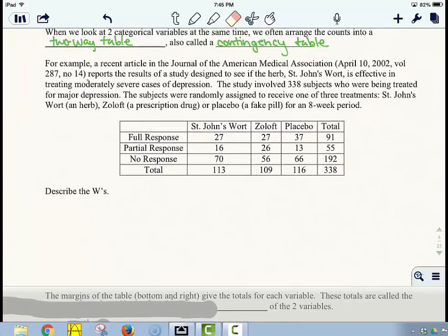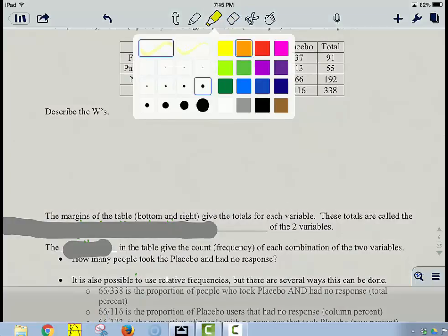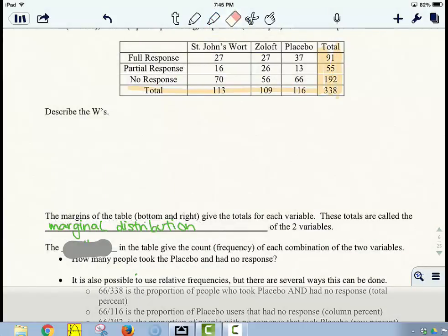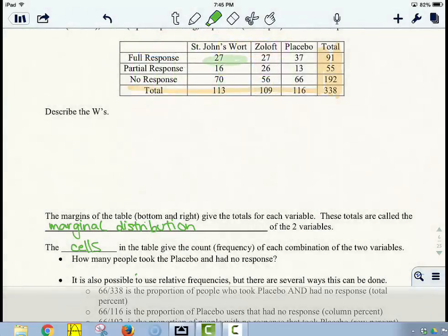But let's talk about this table. The margins of the table, bottom and right, are called marginal distributions of the two variables. The cells in the table, so the cells in the middle, count the frequency of each combination of two variables. So if we said how many people took the placebo and had no response to placebo, that would be 66.